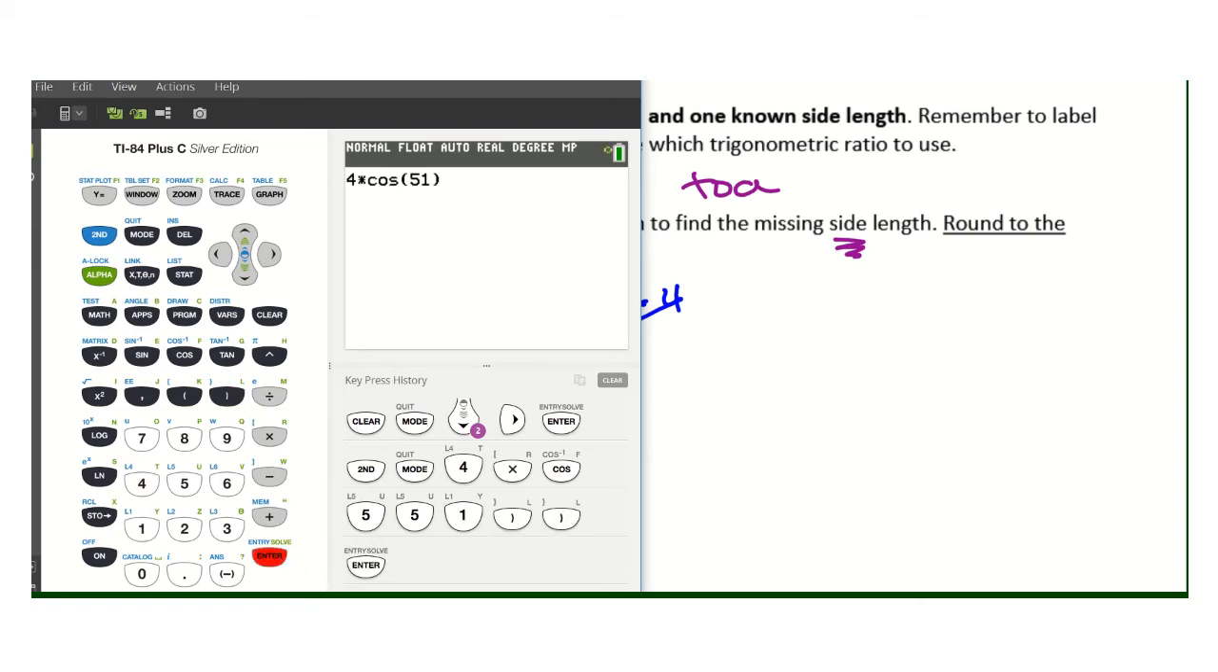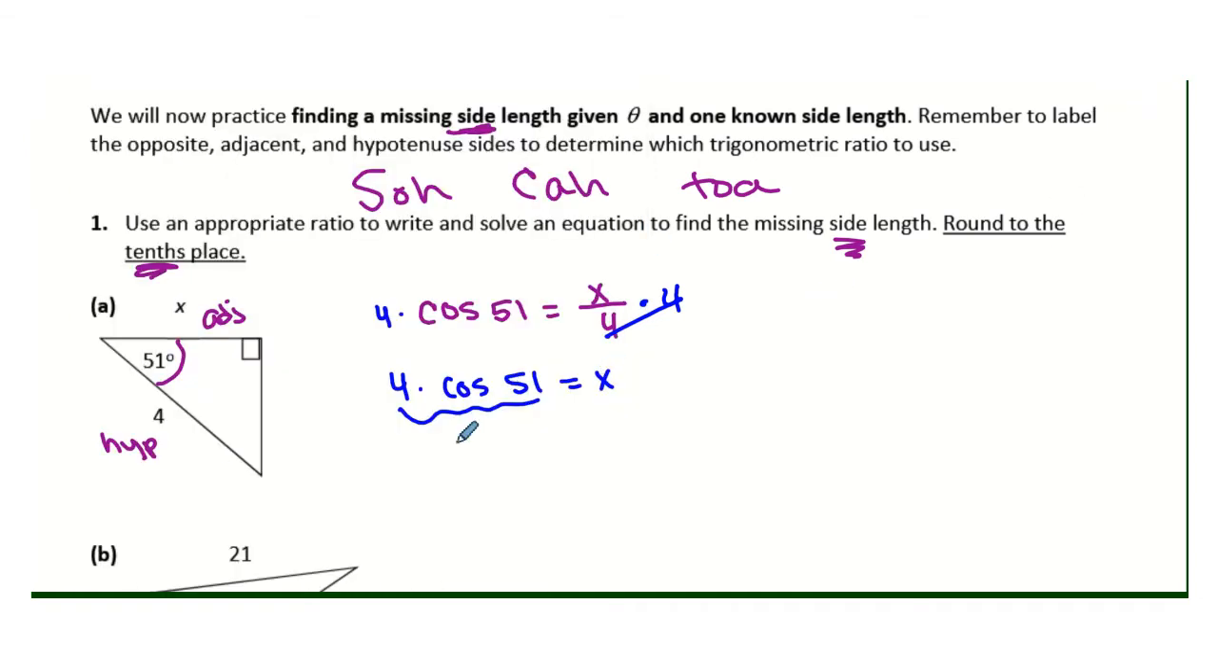And when I do that, I'm going to hit enter. They told me to round to the nearest tenths spot. The tenths place is the first place after the decimal point. So I look at the second place. If that's 5 or higher, I round up. If it's less than 5, I round down, or I keep it the same. So here my number is going to be 2.5. So x is 2.5. This missing side length right here is 2.5.